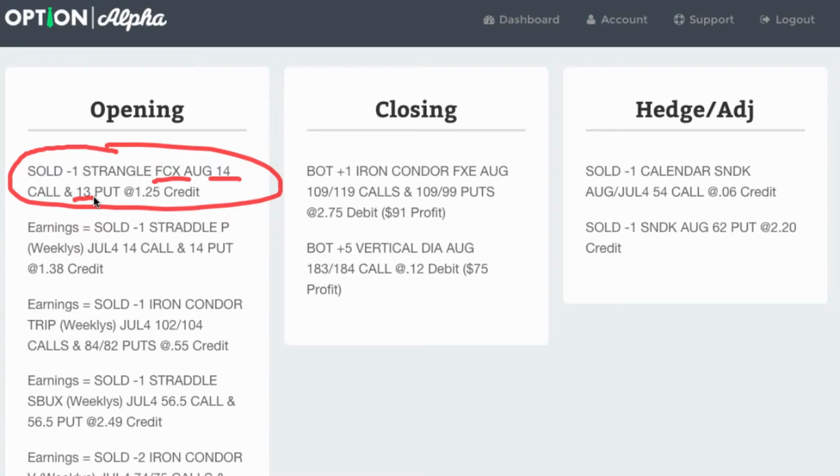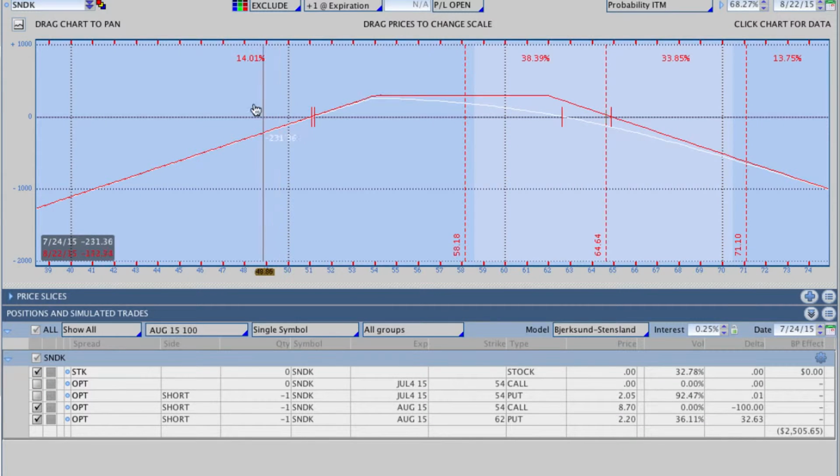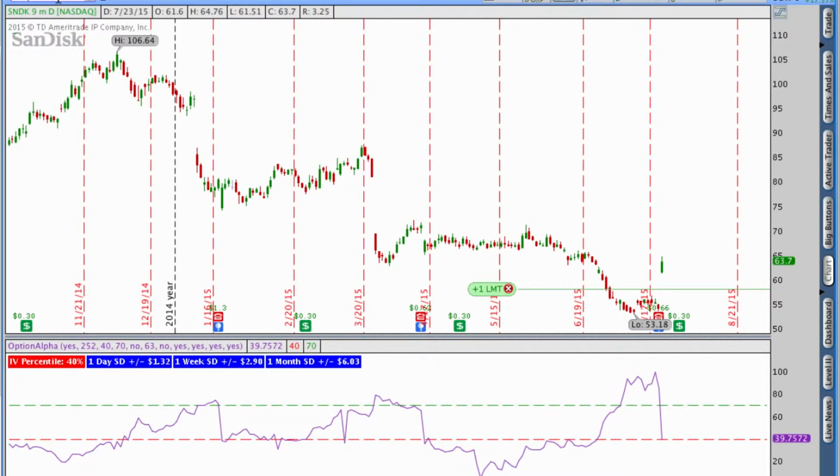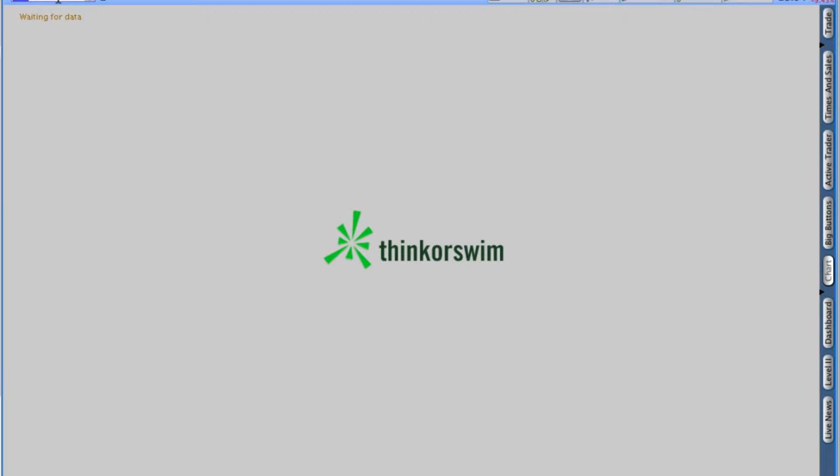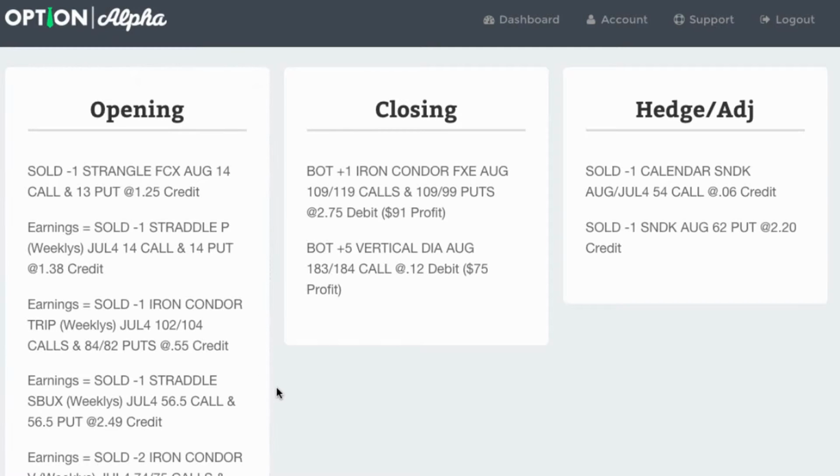And so what we did is we went ahead and sold a very tight strangle around the market, the 14 calls, and then we sold the 13 puts right around the market, took in a $1.25 credit. This is out in August, so this is not a weekly option, but the whole goal here with FCX is to take advantage, hopefully, of the fact that implied volatility should drop between now and August. And I know my charts are running really slow, so hopefully that can load up here.